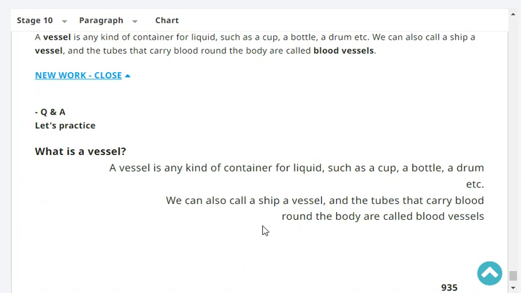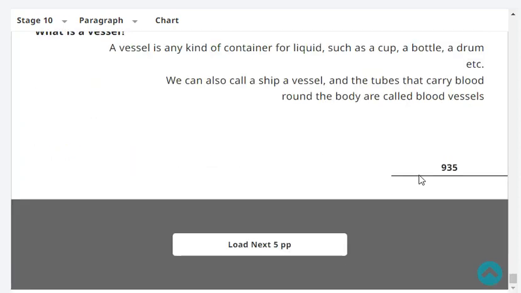A vessel is any kind of container for liquid, such as a cup, a bottle, a drum, etc. We can also call a ship a vessel, and the tubes that carry blood round the body are called blood vessels. Very good.